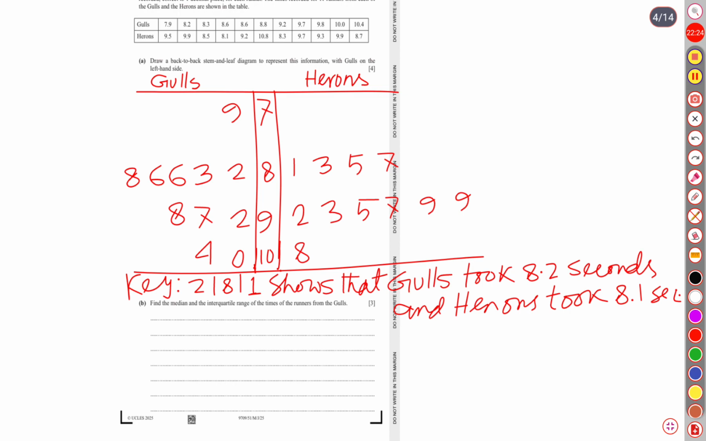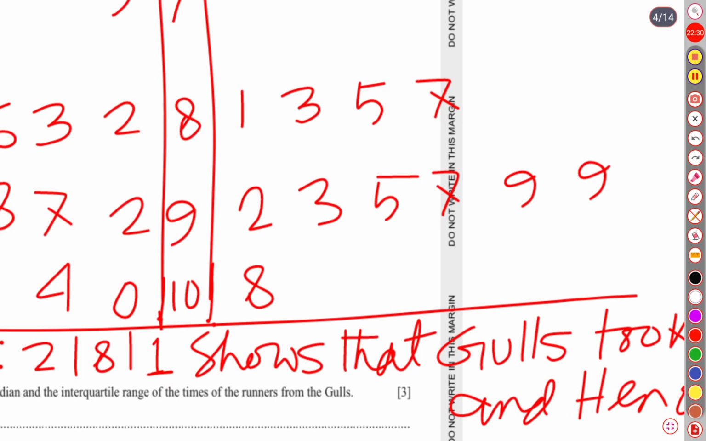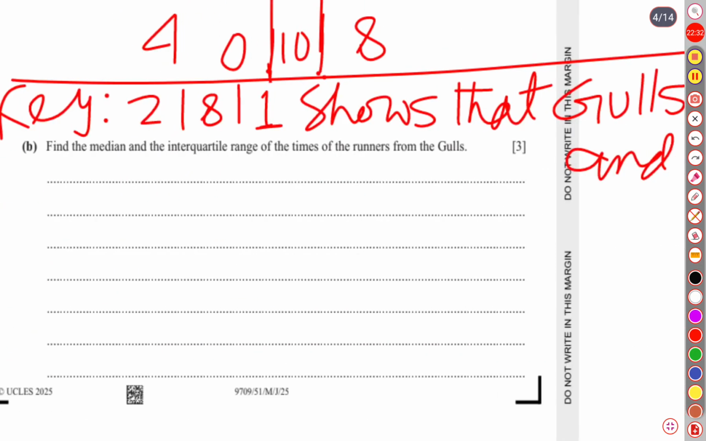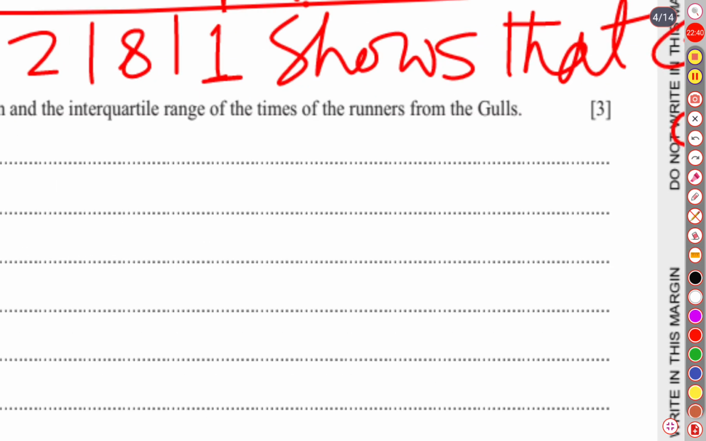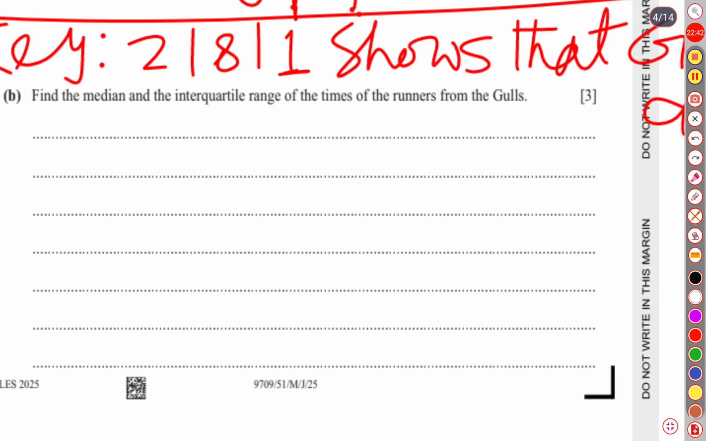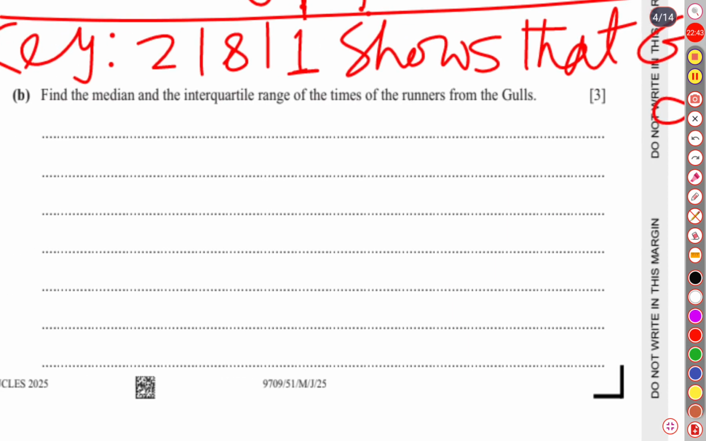Well, then the next question is number B. It says, find the median and interquartile range of the times of the runners from the girls. So for the median and the IQR, we should have this information. Let us see.